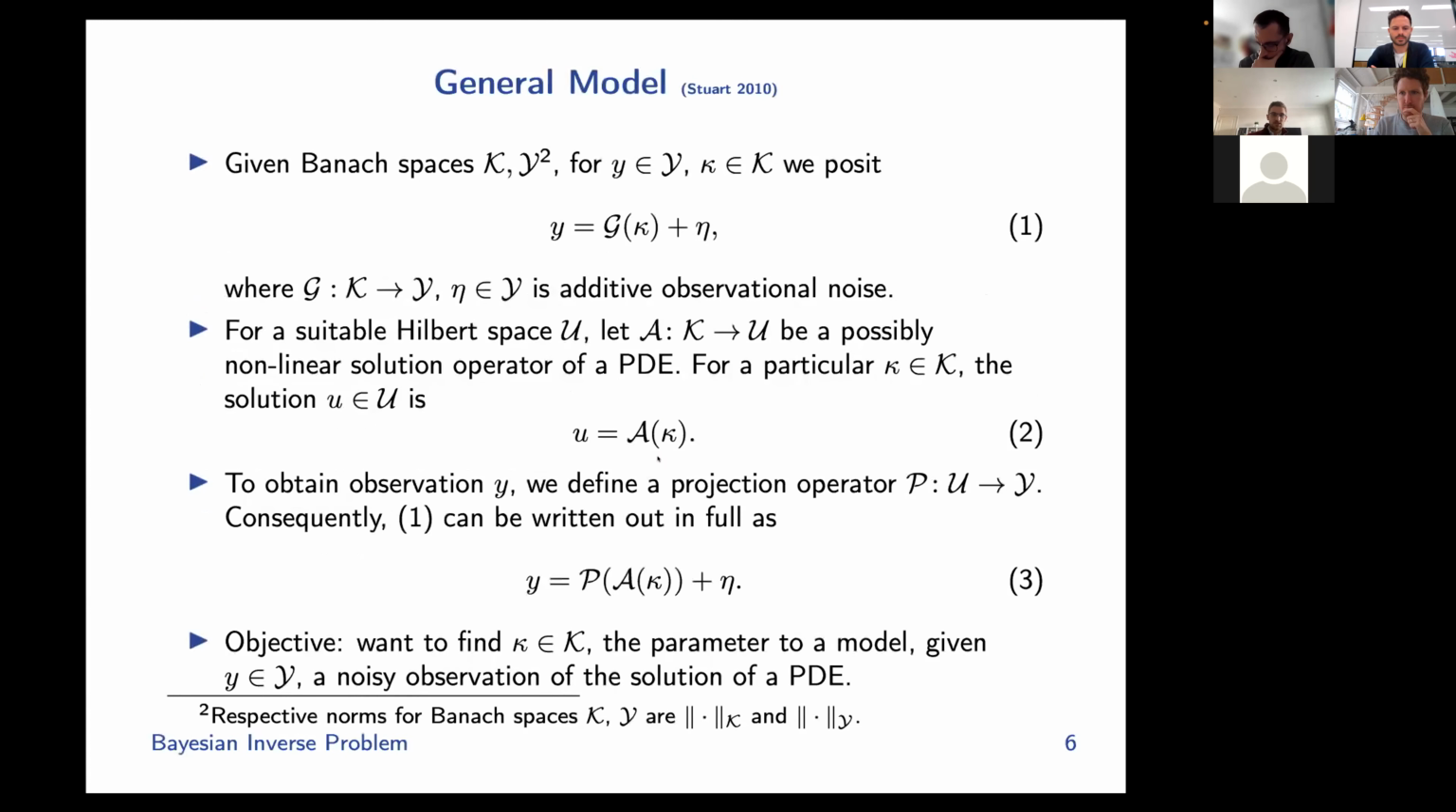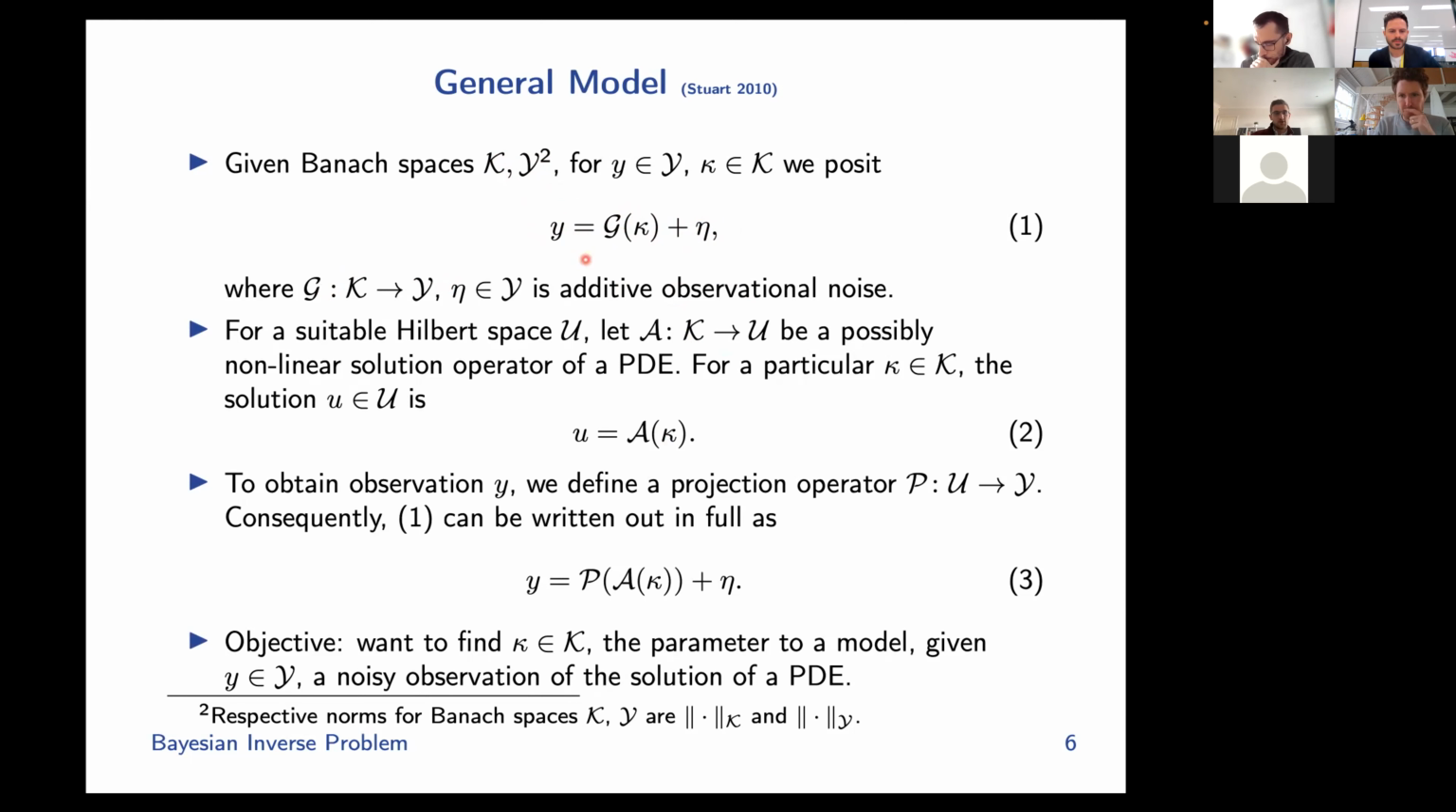So this is probably the most boring part of the talk, but I thought I would mention it anyway. We have a mapping from the parameter space, which is the curly K, into the observation space, which is curly Y, and then we have some observational noise.